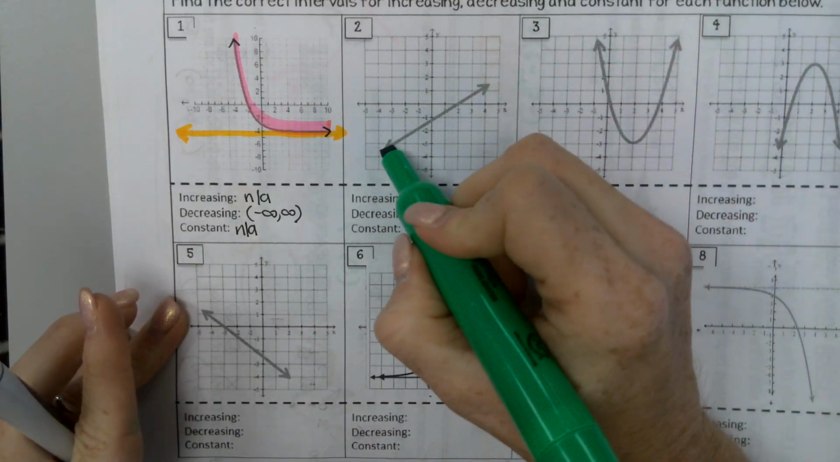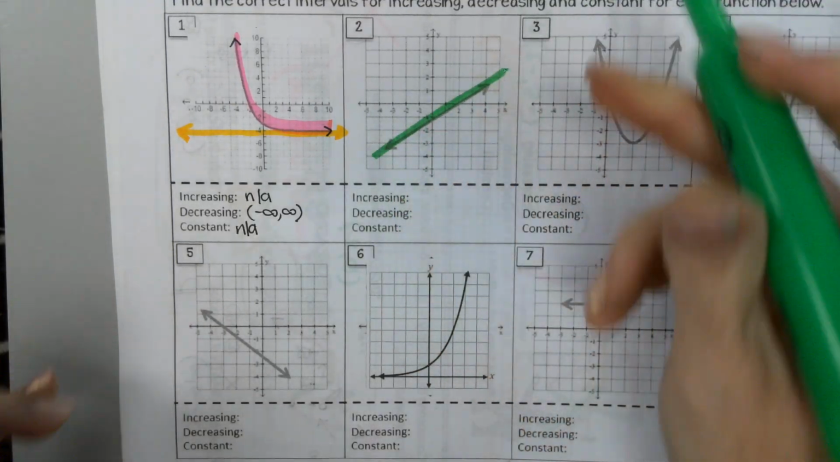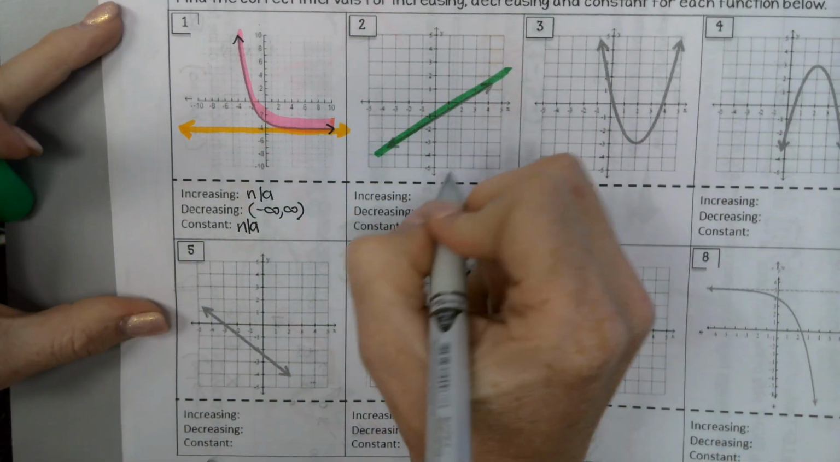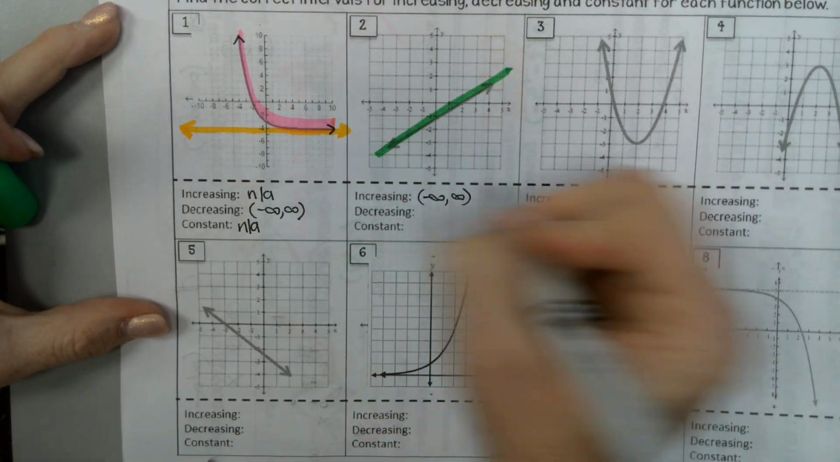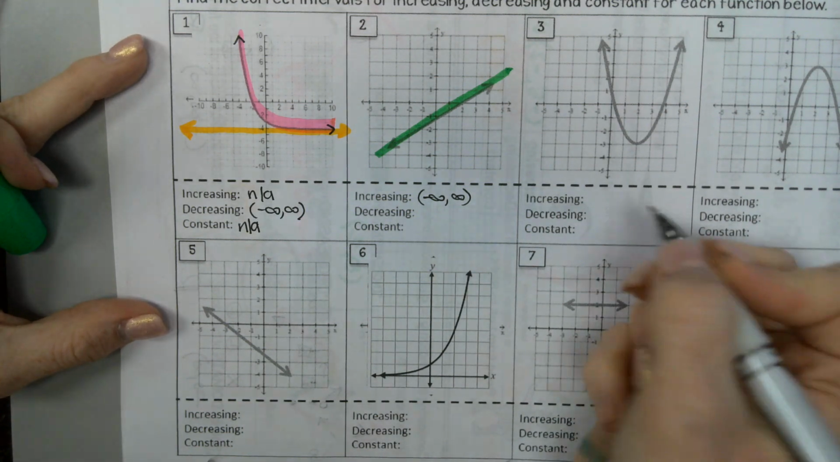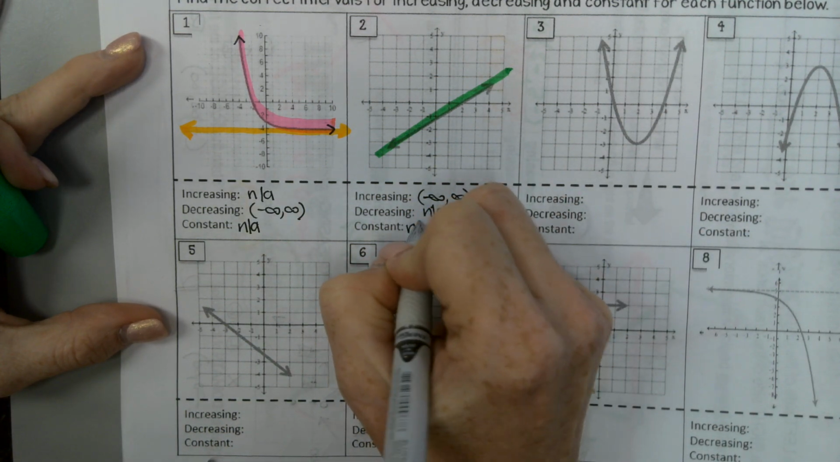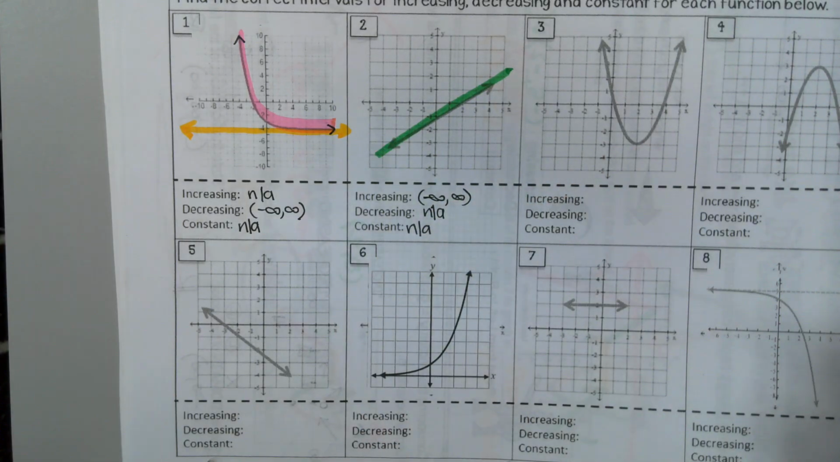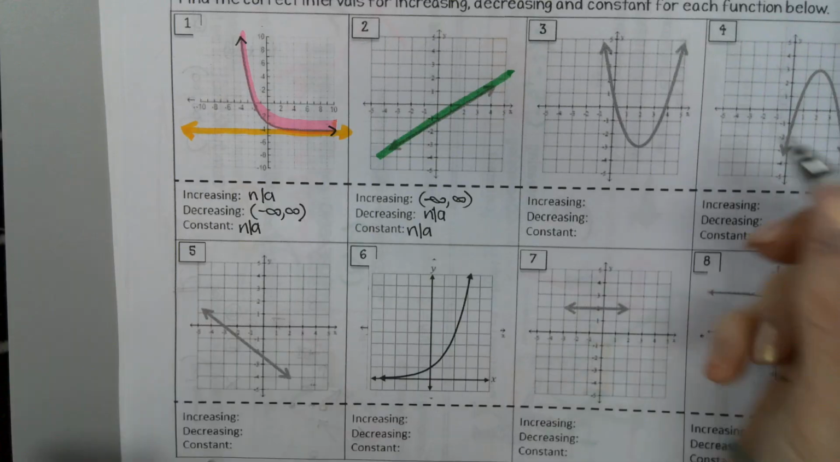Number 2, from left to right, this entire graph is doing what? Increasing. So I will come in and say negative infinity to positive infinity. Do not ever leave anything blank, okay? If I ask you where it is decreasing or where it is constant, you will say nowhere. All right.